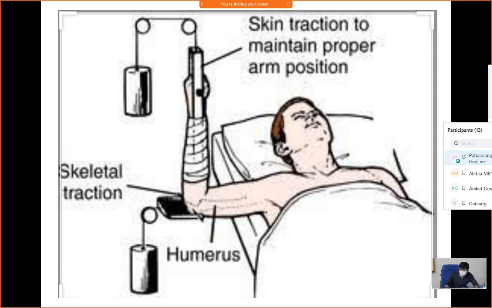The straps are applied in the forearm, and the shoulder is kept at 45 to 90 degrees, and the elbow is also kept at 45 to 90 degrees. In the humerus there is one pin, and skeletal traction is given along the axis of the humerus, and the skin strap is used to keep the elbow at 45 to 90 degrees. This is Dunlop traction.